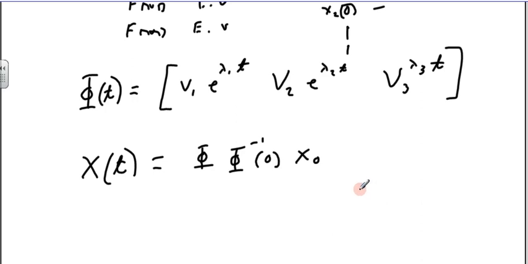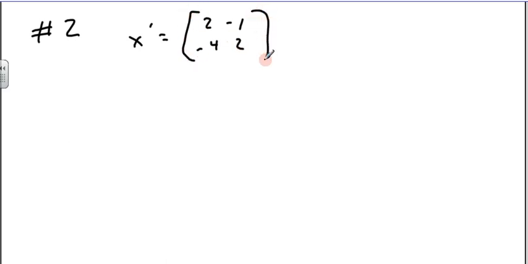So it looks like a little bit too much work to get an answer. It looks like I ought to be able to do something easier than that. But that is this section, and that's what we're going to do. So we're going to start with number 2. And I have x prime is [2, -1; -4, 2] x. And I have my initial conditions at 0 are going to be 2 and minus 1.